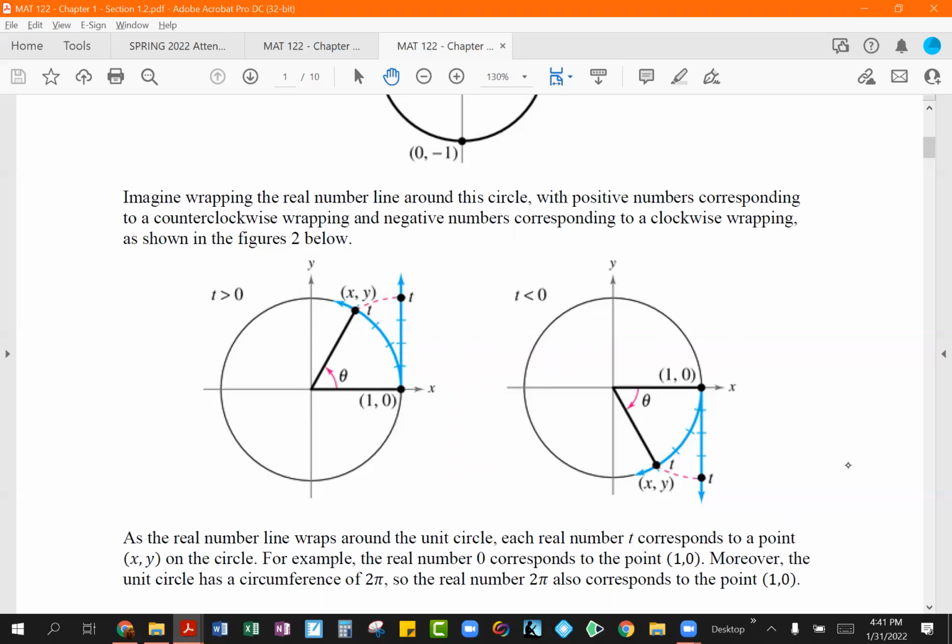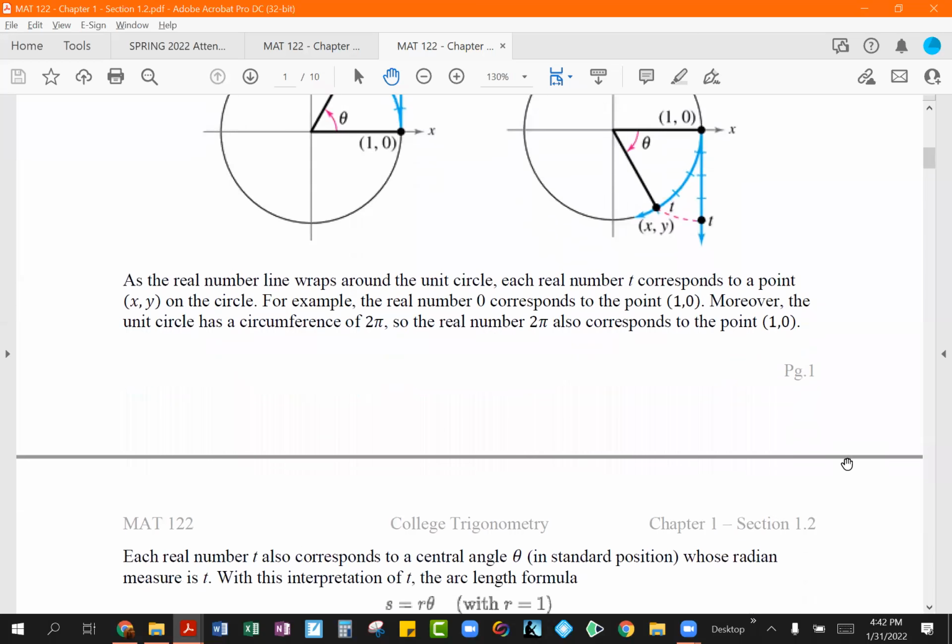So, you can start at the line, and depending on if you're going in the clockwise or counterclockwise direction, you're going to have your positive or negative number. So we know your positive numbers are going to be in the counterclockwise direction. And of course, negative numbers are going to be in the clockwise direction. So that's how you're thinking about how you're wrapping that number line.